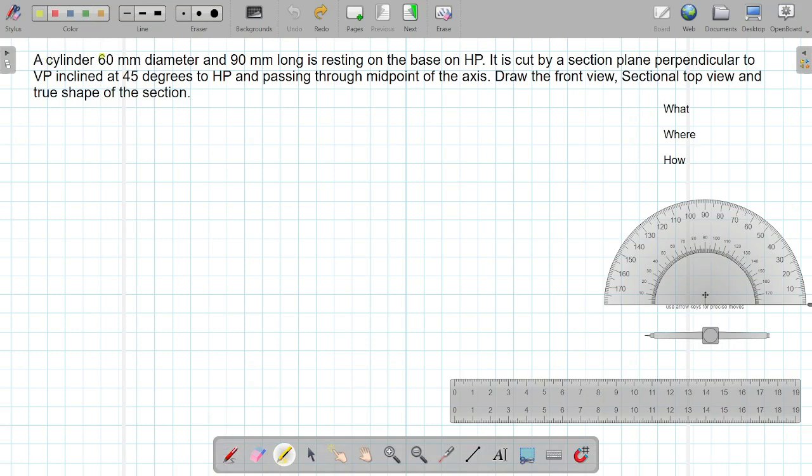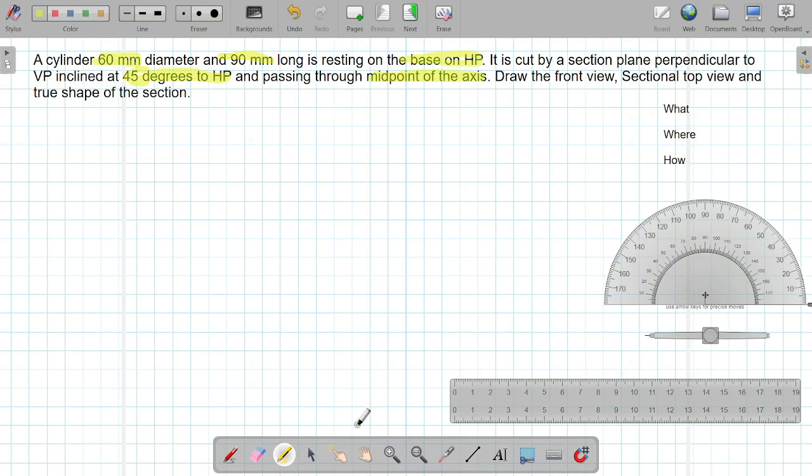So let us proceed with the question, which says: a cylinder 60 mm diameter and 90 mm long is resting on its base on HP. It is cut by a section plane perpendicular to VP, inclined at 45 degrees to HP and passing through the midpoint of the axis. Draw the front view, sectional top view and true shape of the section.